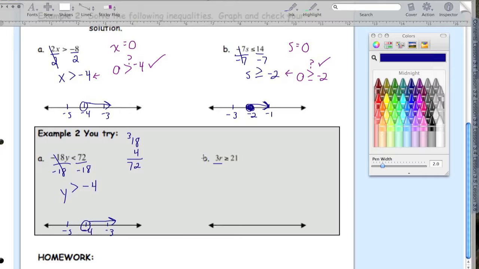In letter B, the last one, these are being multiplied, so I'm going to do the inverse and divide. 3's cancel, R comes down. 21 divided by 3 is 7, and because I did not divide by a negative number, my inequality sign stays exactly the same. 6, 7, 8. It is going to be a closed circle, and I'm going to shade to the right.